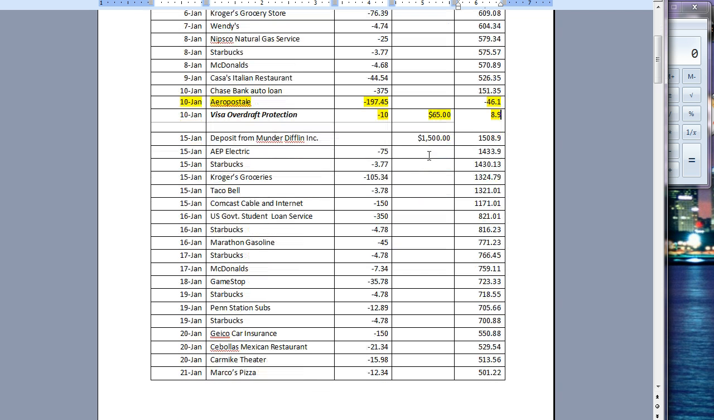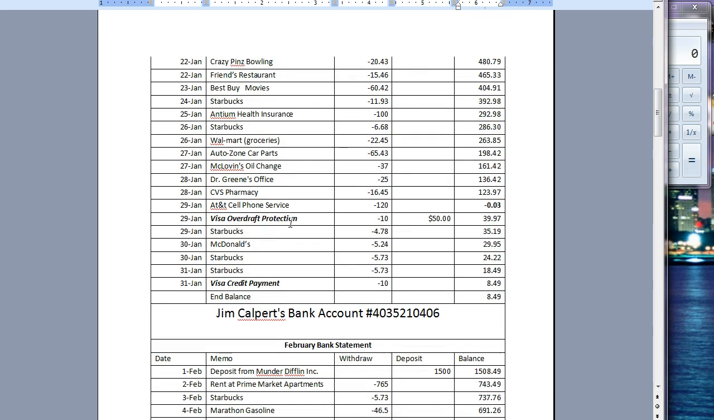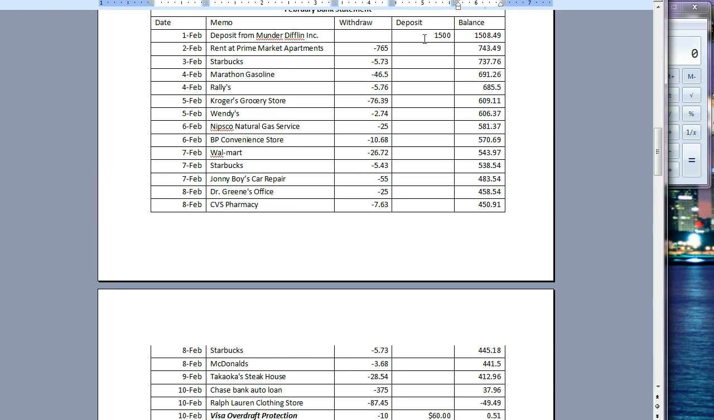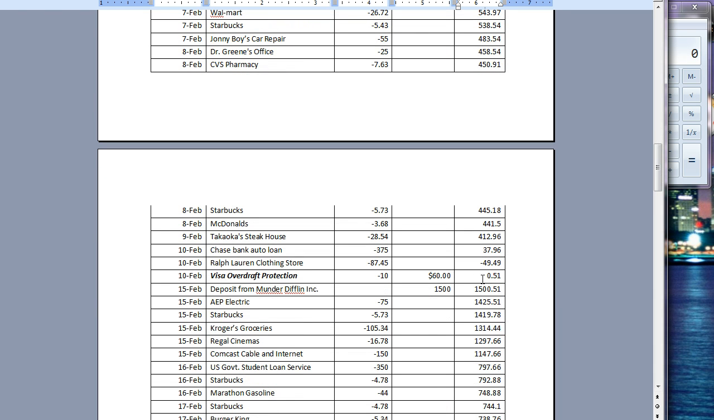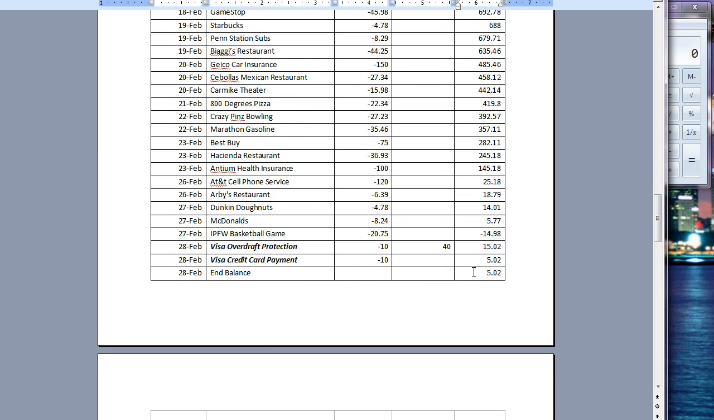As you see, Jim got another deposit, brought his balance back up, then he slowly starts spending again, lowering that number lower and lower. He overdrafts again here, and the overdraft protection kicks in. Then eventually he ends up with an $8.49 balance at the end of the month. February is much the same. It starts out with a deposit, slowly spends, overdrafts here, and ends the month close to the same at $5.02.